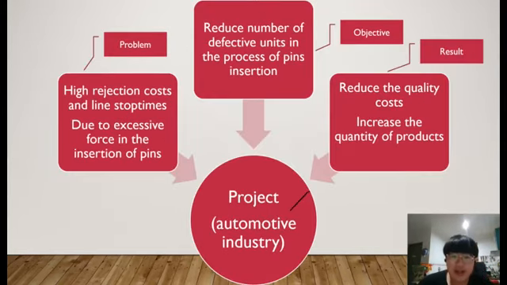The project that I have studied is carried out by an automotive industry, where the objective is to reduce the number of defective units in the process of pin insertions. The problem faced is high rejection costs and line stop times due to excessive force in the insertion of pins that compromise the supply of the final assembly lines. The result of the project is to reduce the quality cost and increase the quantity of products produced well the first time.